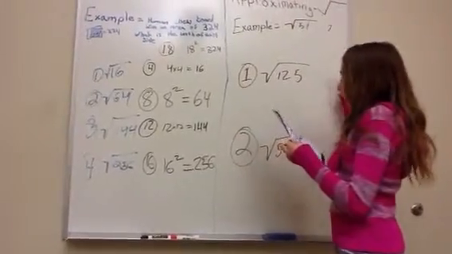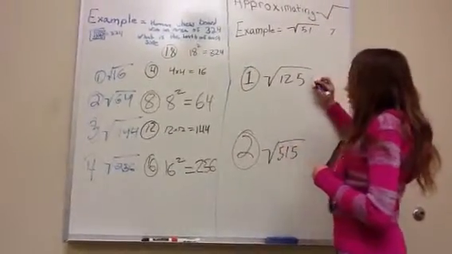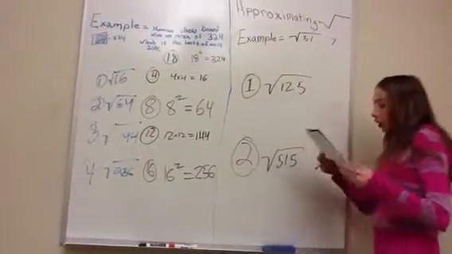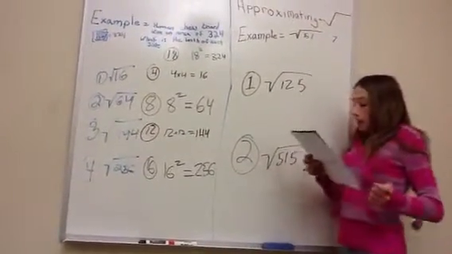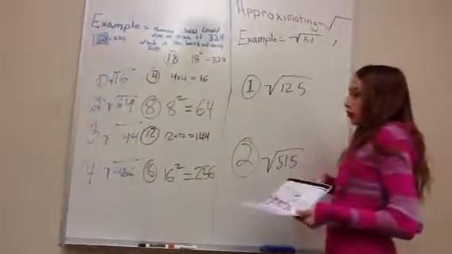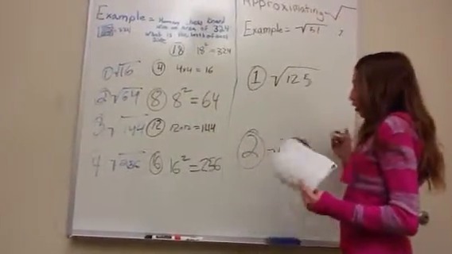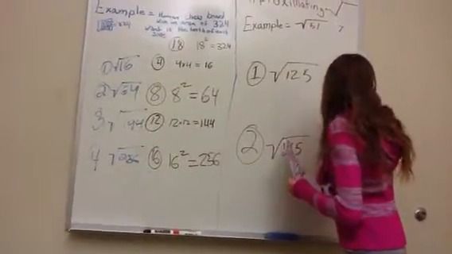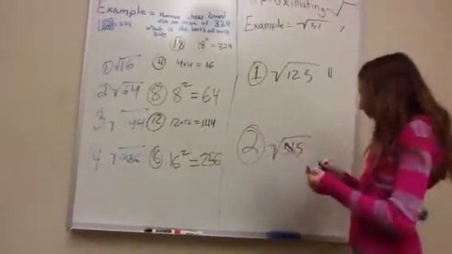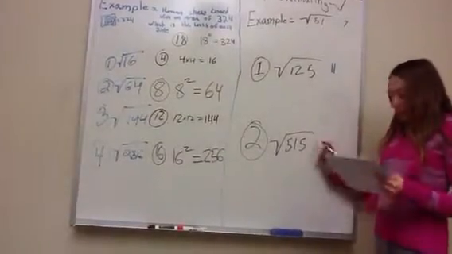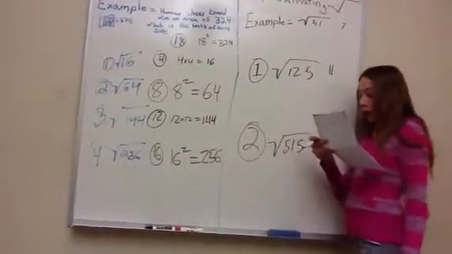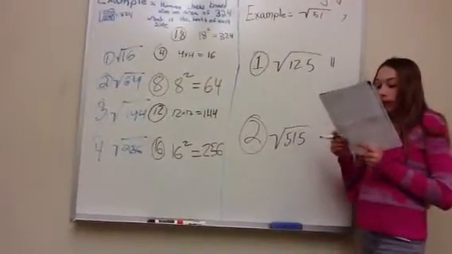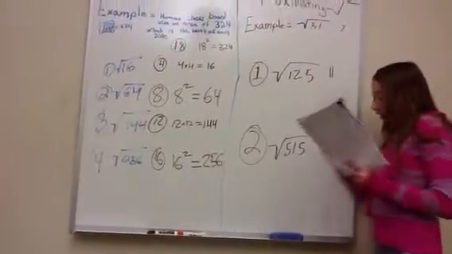For this one, to the nearest whole number, if you were just to type this into your calculator, you would get 11.2 on and on and on. So you would round it down to 11. And for 515, you would get 22.69, which would round up to 23.